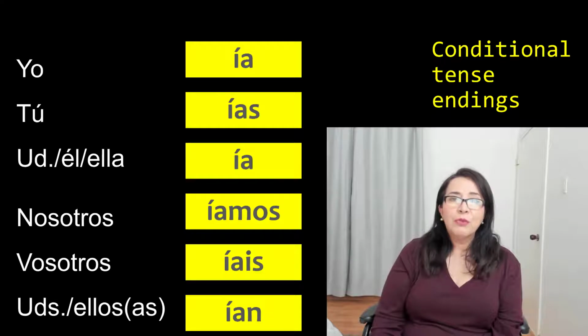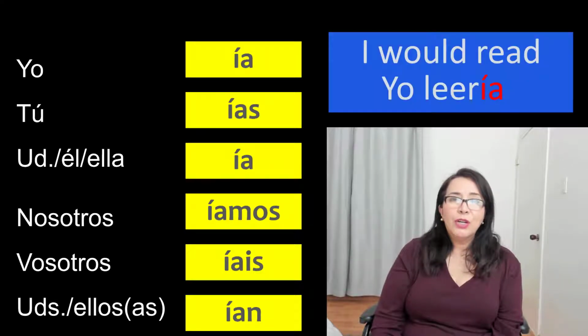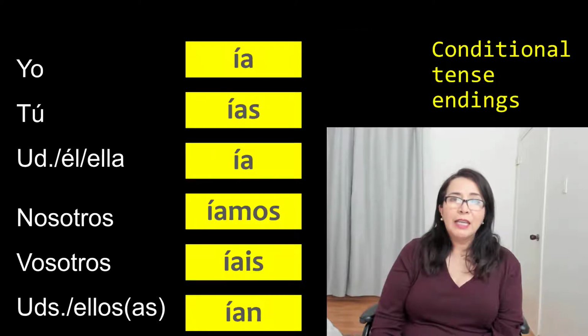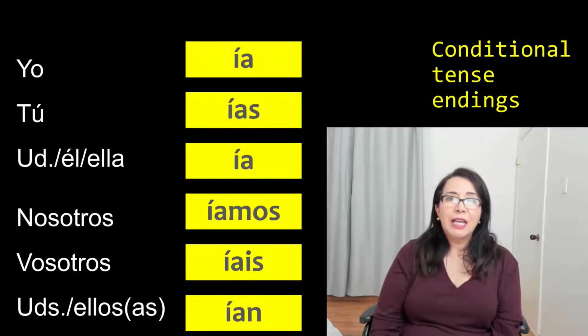So for example, I would read, yo leería. Tú leerías. Usted, él, ella leería. Nosotros leeríamos. Vosotros leeríais y ellos leerían. So pretty standard. You just add those endings.